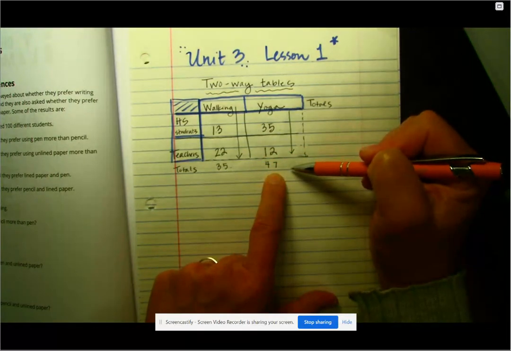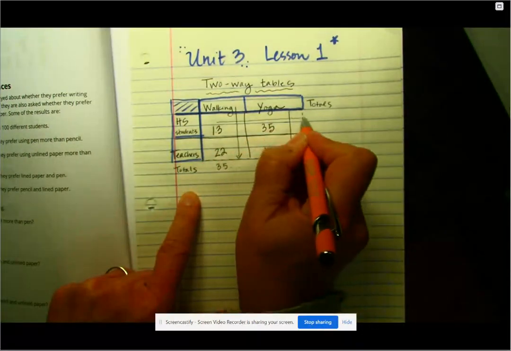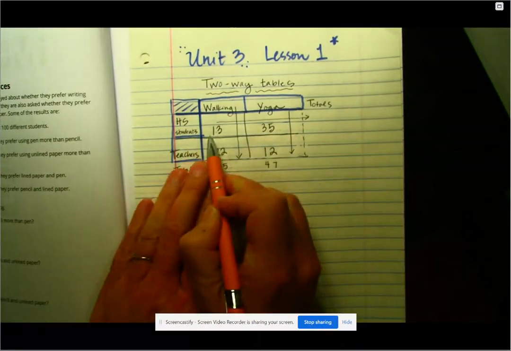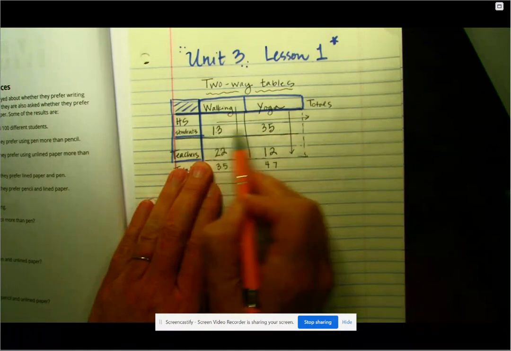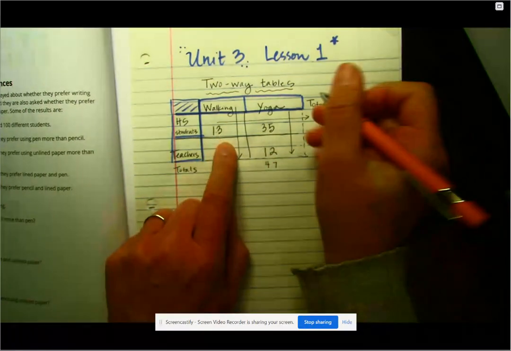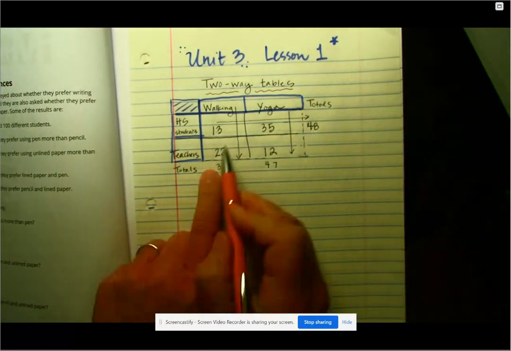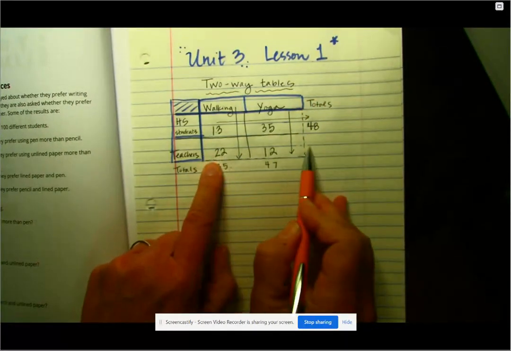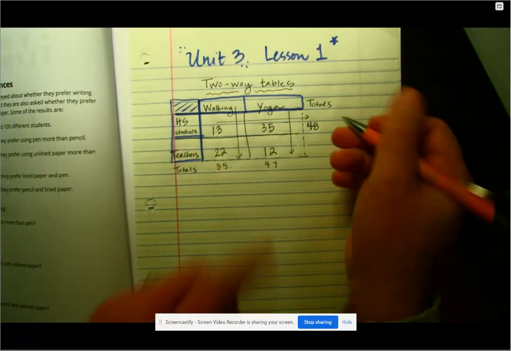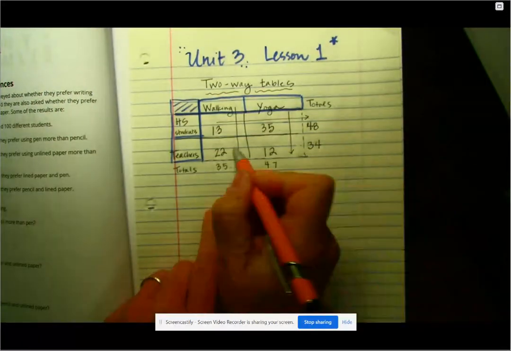Okay. And then you also can look across this way and do totals this way. Well, how many high school kids did we survey? I'm just going to add these up. What is that? 48. 48 high school students were surveyed. And how many teachers were surveyed? Am I adding? 34. Okay. I just went across here.